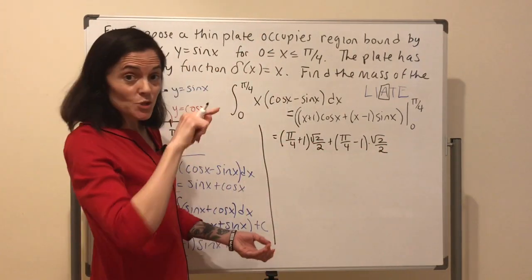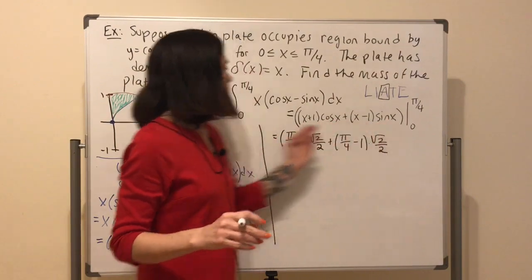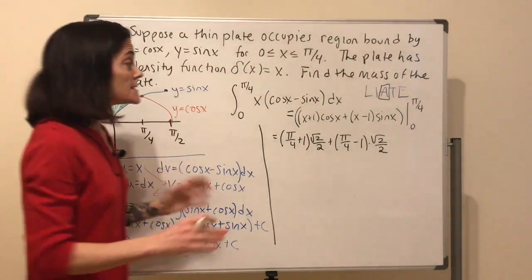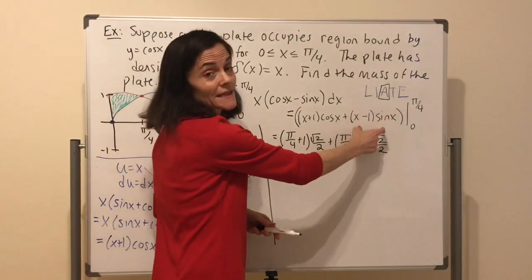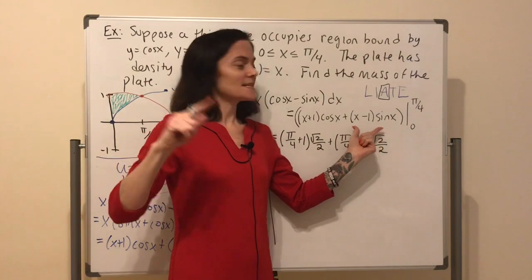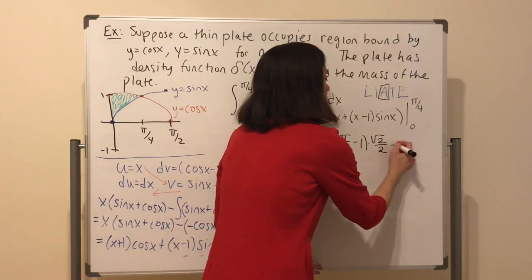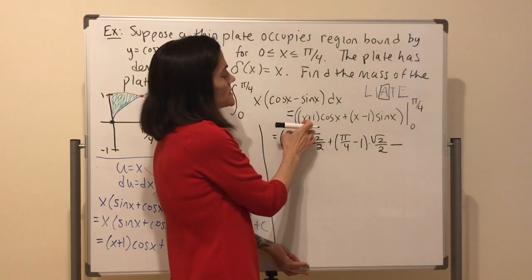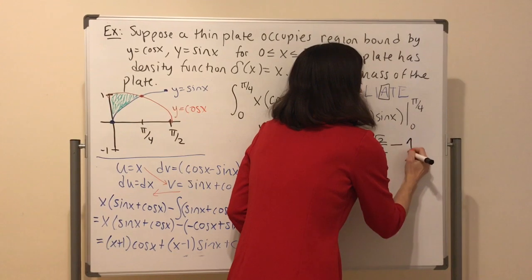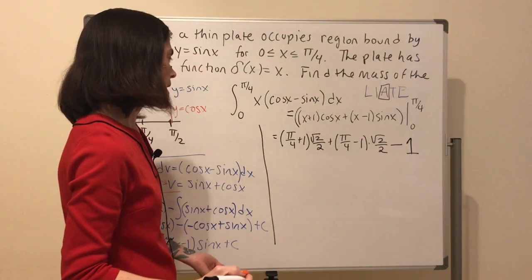And now we subtract, evaluating at 0, but let's see. Well, we can look at our picture. The sine of 0 is 0, so when I evaluate this second term here at 0, 0. So I just need to subtract off this first term. It's going to be minus, well, put in 0, we get 1 times 1. Okay.